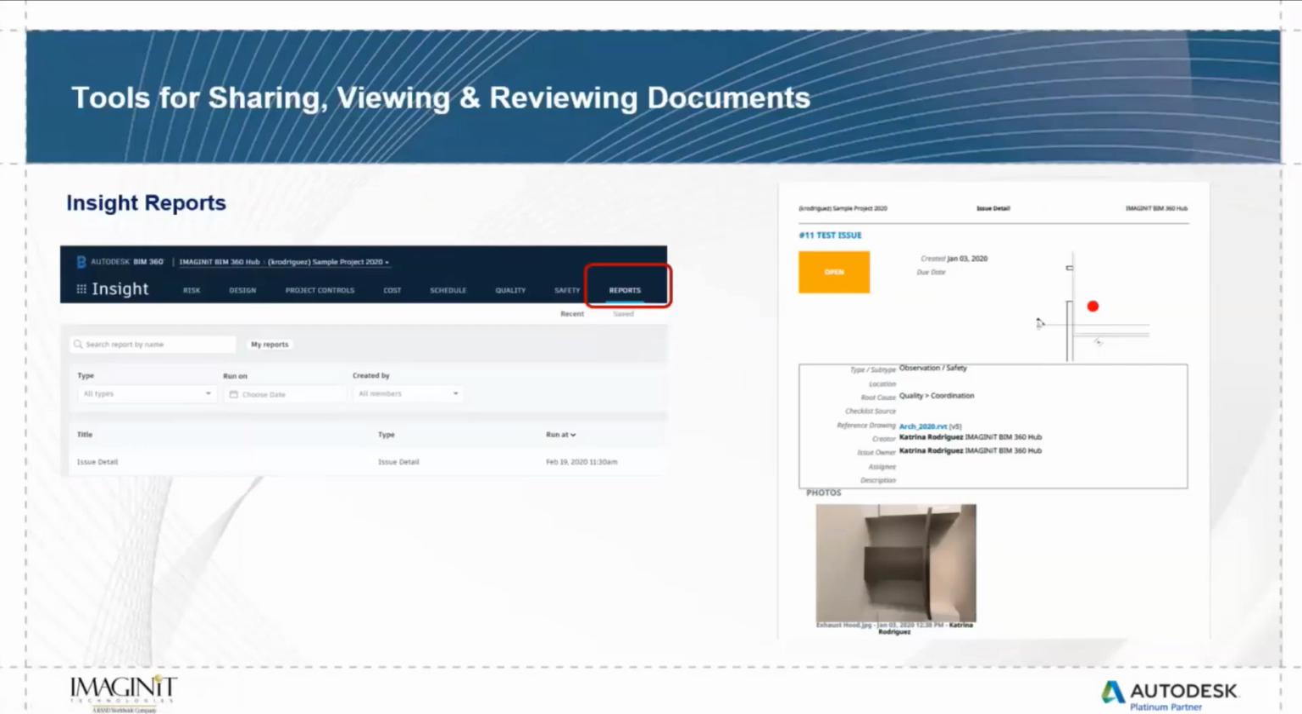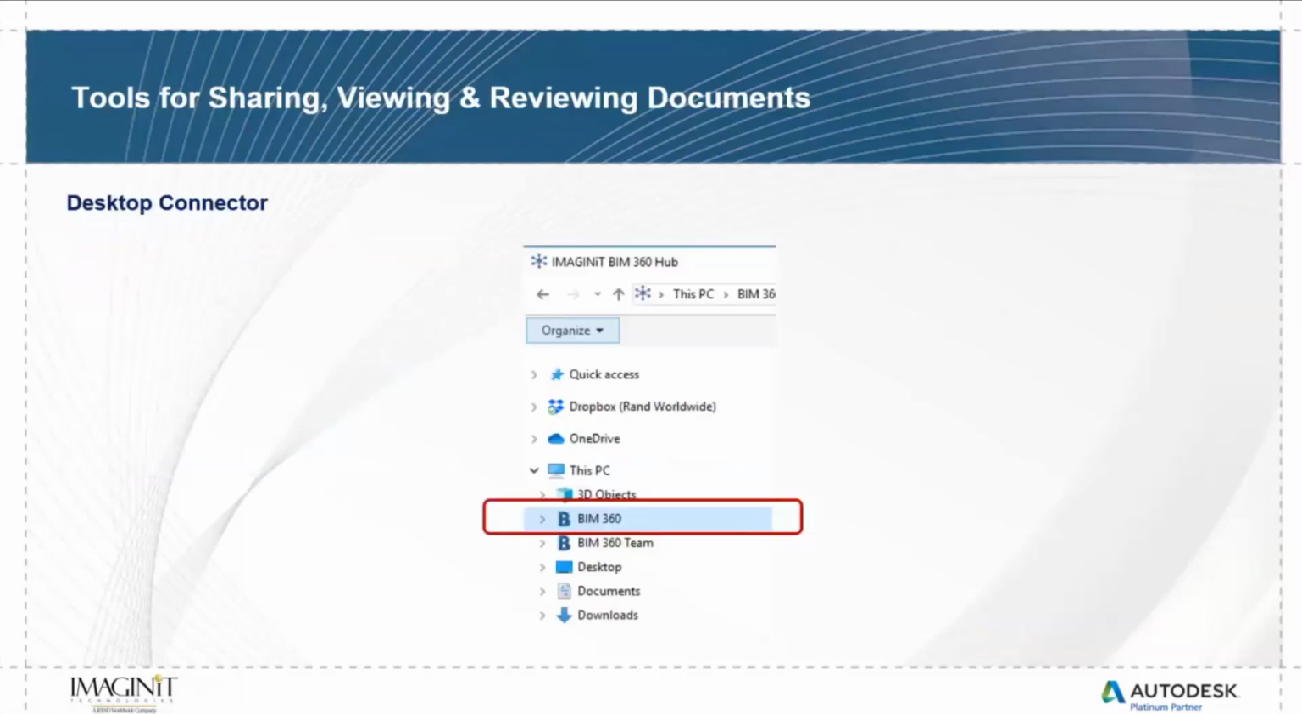And then lastly, we have the desktop connector. So the desktop connector is a local folder. Each user would need to install this, and this is a folder that syncs back up to BIM 360. So you can use it for file management.